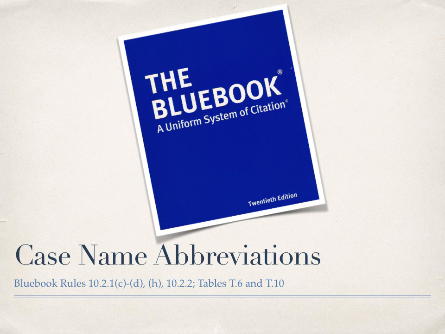In this episode, we will explore some of the Bluebook's rules for forming and abbreviating case names. We will look at rules 10.2.1c, 10.2.1d, and 10.2.1h. We will also take a look at Rule 10.2.2 and Bluebook tables T6 and T10. You'll want to have your copy of the Bluebook in front of you as you watch this podcast. After watching this podcast, you should be able to complete homework number 3.